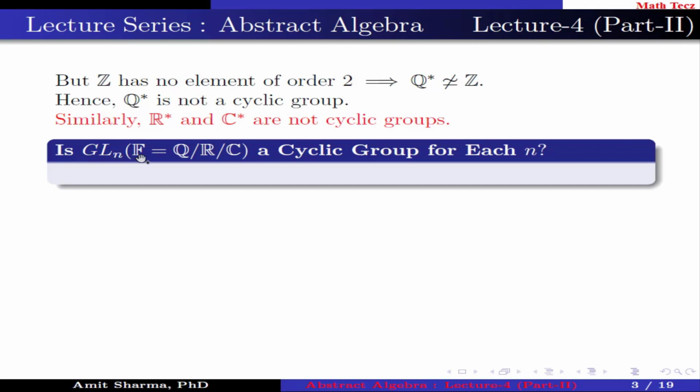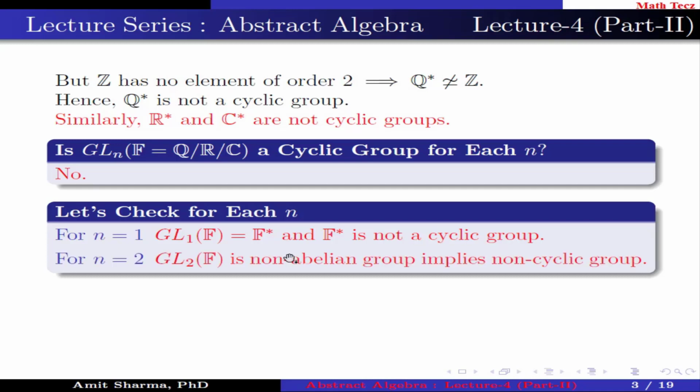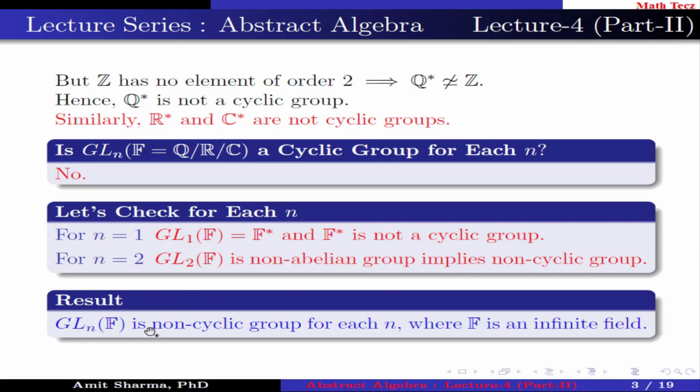Is GLnF, where F is Q, R, C, meaning an infinite field, a cyclic group for each n? Answer is no. Let's check for each n. For n equal to 1, GL1F equals F star, and F star is not a cyclic group. For n equal to 2, GL2F is a non-abelian group, implies non-cyclic group. Result: GLnF is a non-cyclic group for each n, where F is an infinite field.